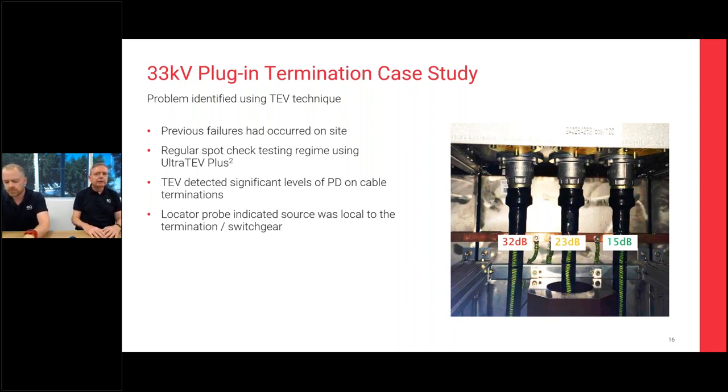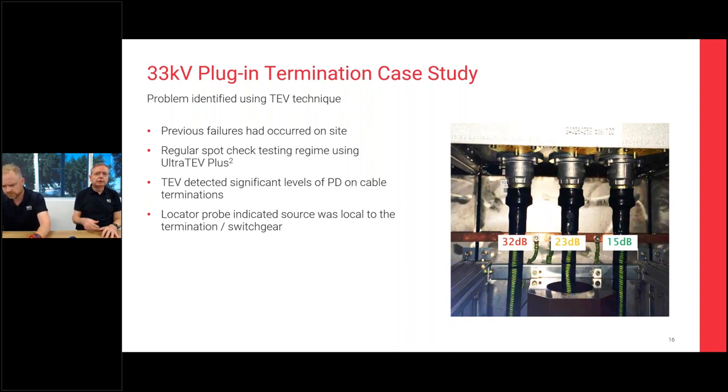What you can often find is that you get a type defect occurring in the locality, caused by maybe the jointer not being 100% familiar, or doing the incorrect procedure joint after joint. So what we often find is that you'll get a cluster of events around a particular area. This is one of those situations. We've got a plug-in 33 kV type termination here in the picture.